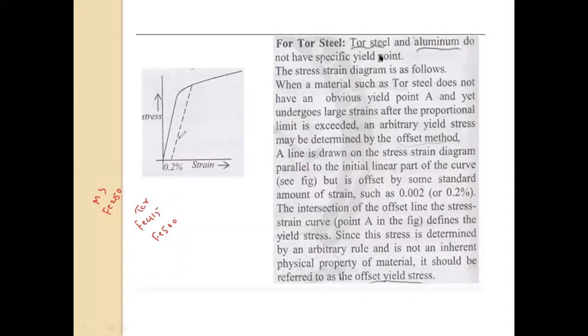Now you have to take a tensile test on tar steel. It may be Fe 415 or Fe 500. For the tar steel, there is no specific yield point, but for mild steel, a specific yield point is there. So when we perform the test for tar steel, we have to use the proof stress concept. Already you have studied it, but I will explain once again. I will read some part here.